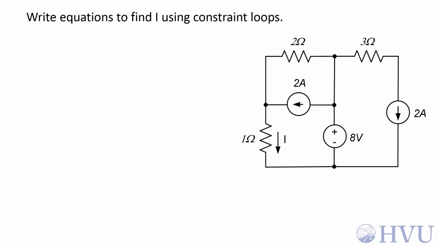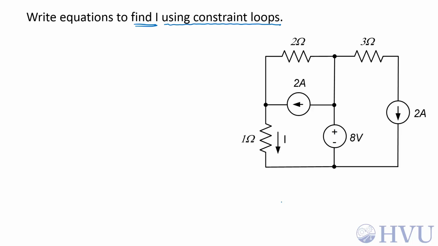I'm going to write equations from which I can find I for this circuit in two different ways. First, I'm going to use constrained loops, and then the next time through I will avoid constrained loops. If I use constrained loops, I kill the current sources and the voltage sources. The voltage source becomes a short circuit. The current sources become open circuits.